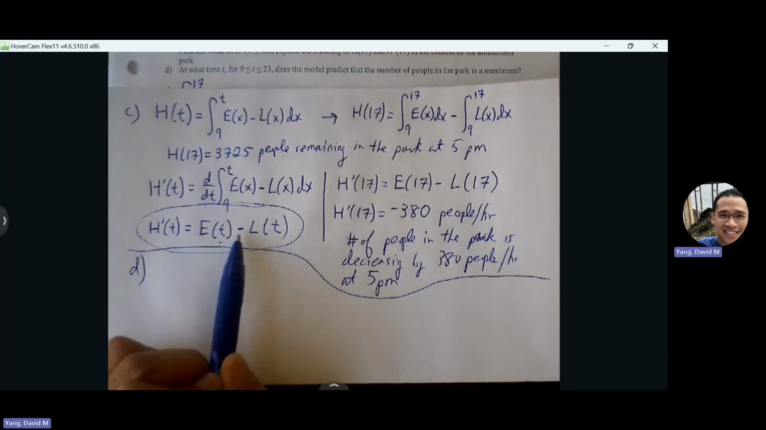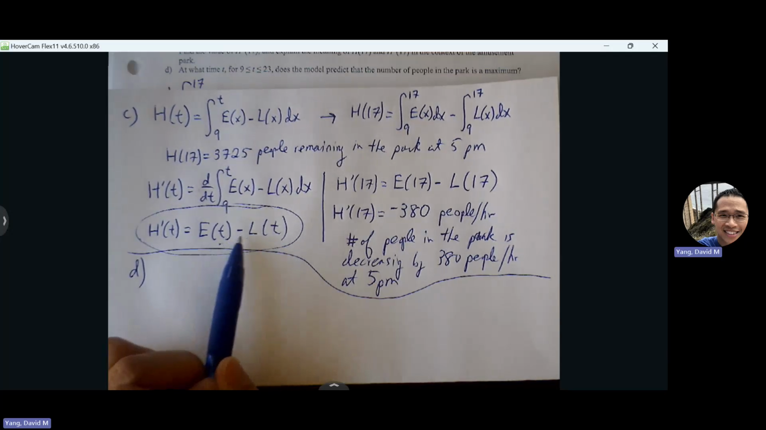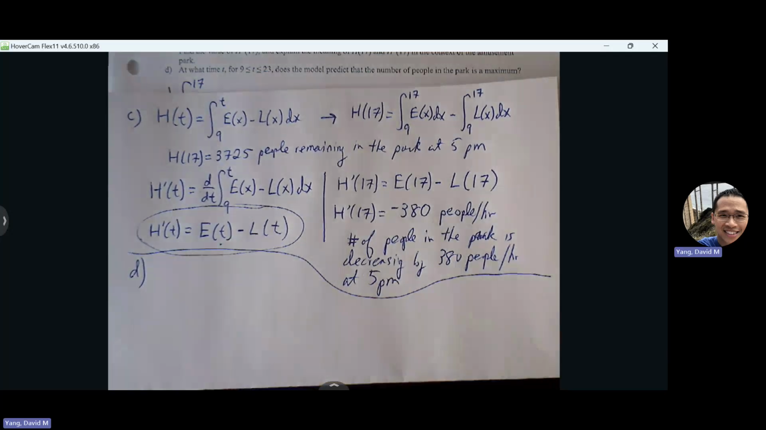We're basically trying to figure out when these values are going to meet. You can imagine E of t is going to start high and L of t is going to start low, over the course of the day. The maximum is going to occur when they meet at some point, because when they meet, that's the maximum size. After that, L of t will be greater than E of t, and the park size will begin to shrink.